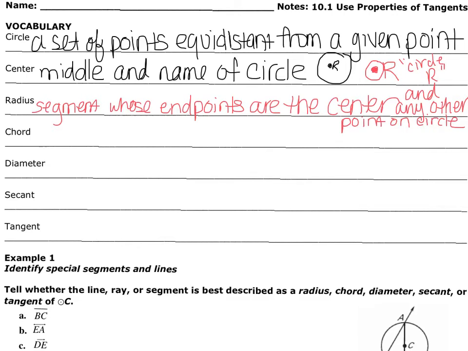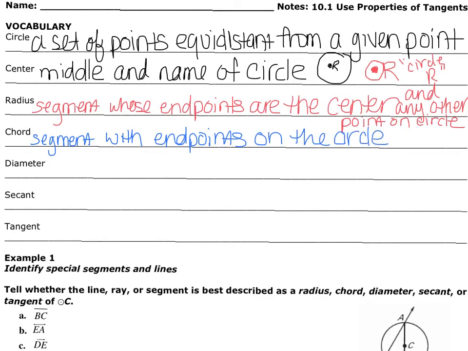Next, we're going to have a chord. A chord is a segment whose endpoints are both on the circle. And we'll see pictures of these in just a little bit. A segment with endpoints on the circle. The diameter is going to be a special chord, so it is a chord that contains the center.